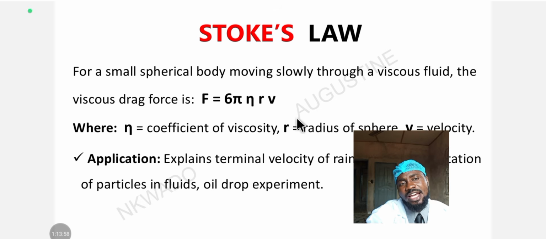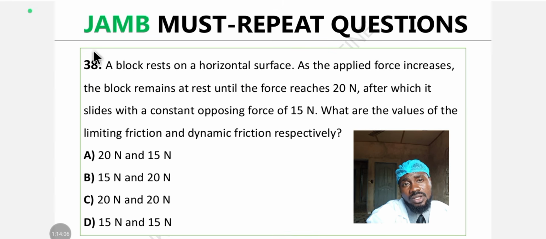Now let's look at some exercises to test the knowledge we've acquired so far. JAMB must repeat questions. Question 38. A block rests on a horizontal surface. As the applied force increases, the block remains at rest until the force reaches 20 Newton, after which it slides with a constant opposing force of 15 Newton. What are the values of the limiting friction and the dynamic friction, respectively?